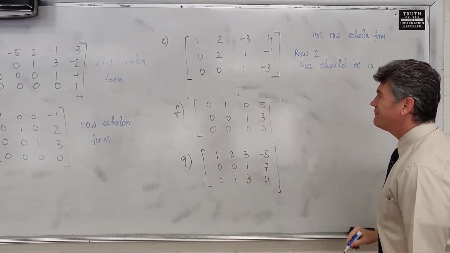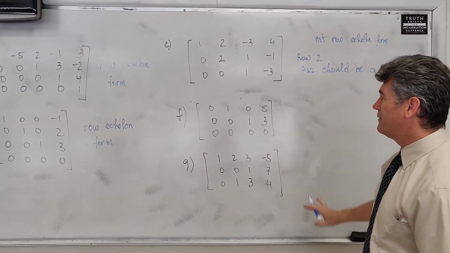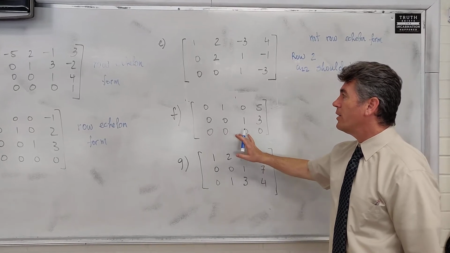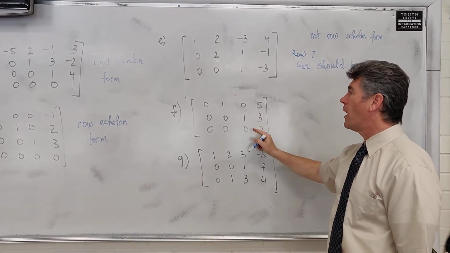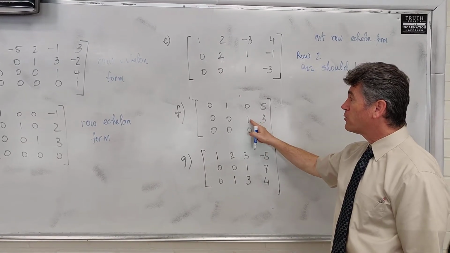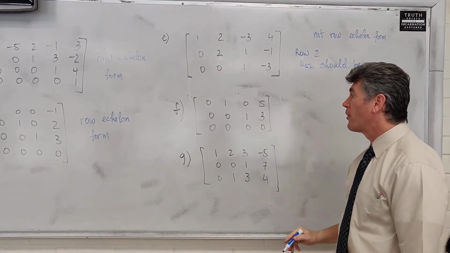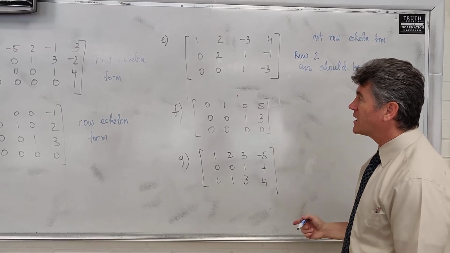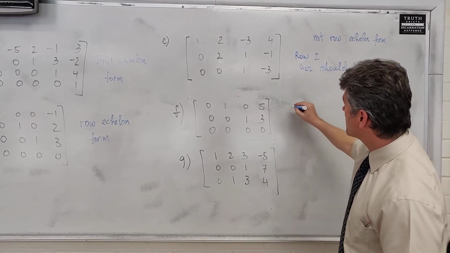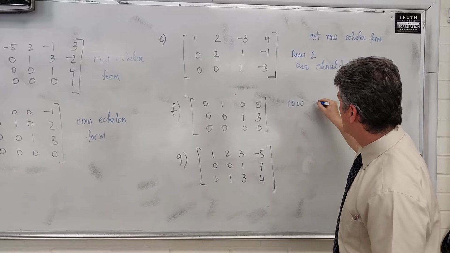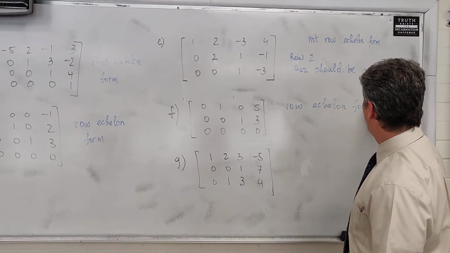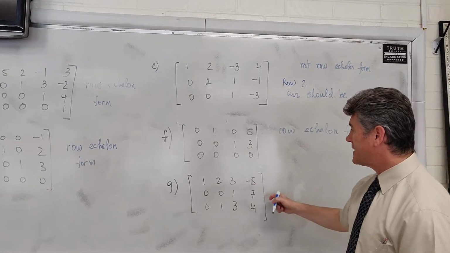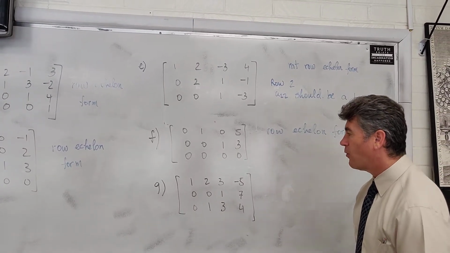Okay, let's continue. Next one. Are we good? Yes. In each row, the first non-zero entry is a 1. The 1 in row 2 is to the right of the 1 in row 1. The last row consists entirely of 0. So this is row echelon form.